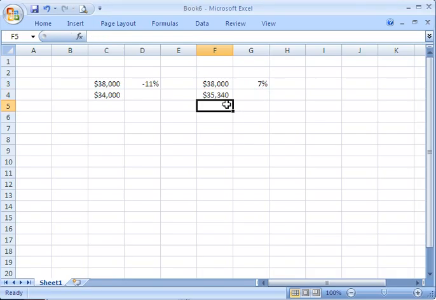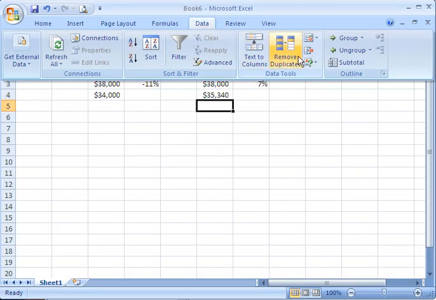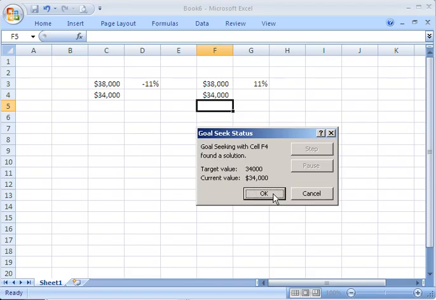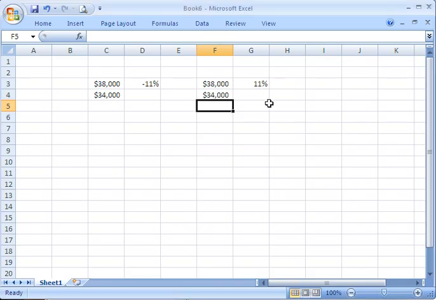So again, we'll use goal seek. We'd like this number to be $34,000, and we'll get it there by changing the percentage that we cut. Notice the answer is the same. A pay cut of 11% still takes us down from 38,000 to 34,000.